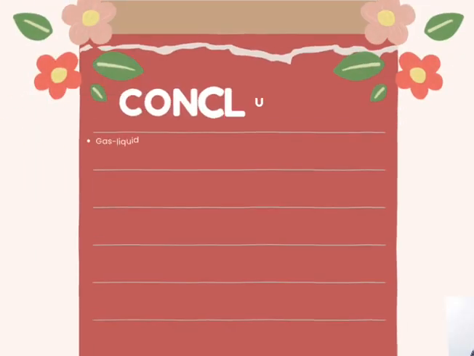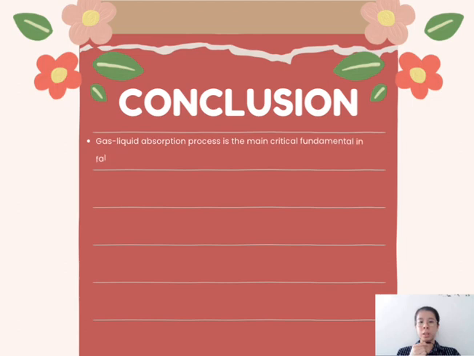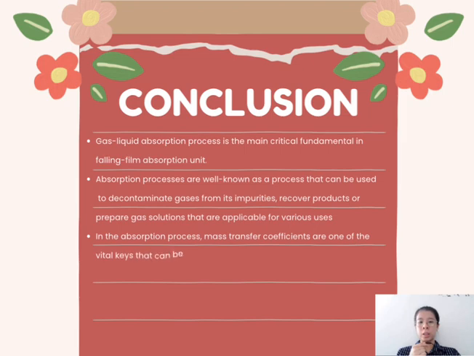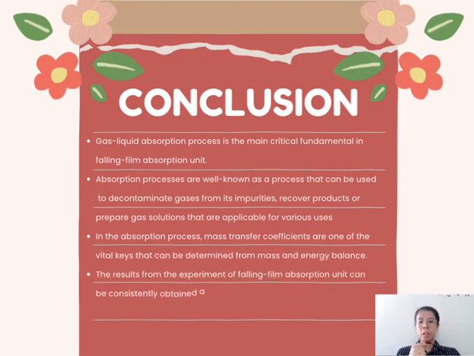In conclusion, the gas-liquid absorption process is the main critical fundamental in the falling film absorption unit. In the absorption process, mass transfer coefficients are one of the keys that can be determined from mass and energy balance. The results from the experiment can be consistently obtained, and the effectiveness of gas absorption in the oxygen-water system can be achieved.